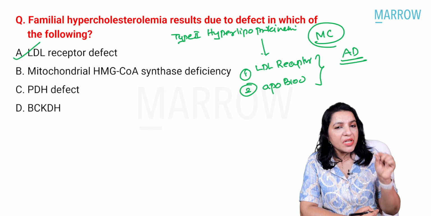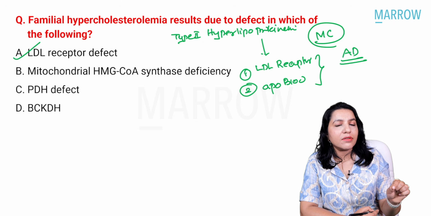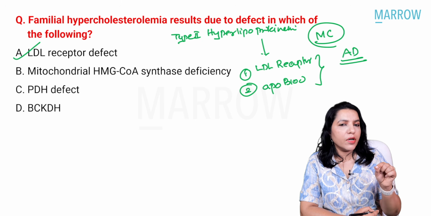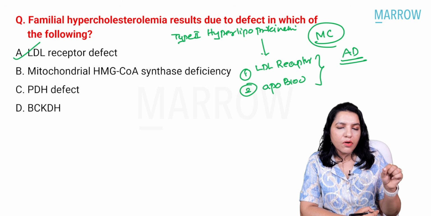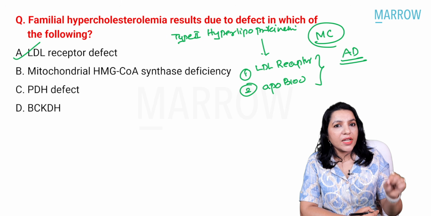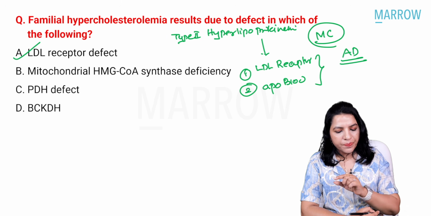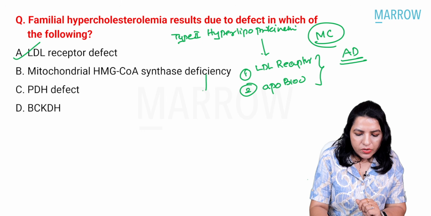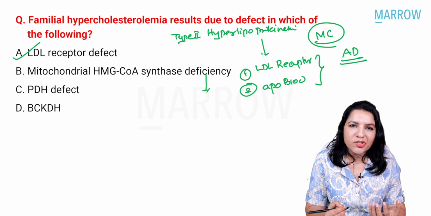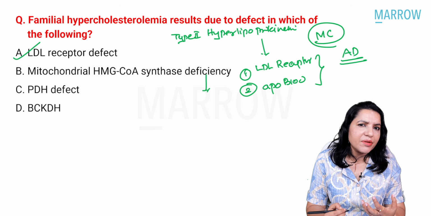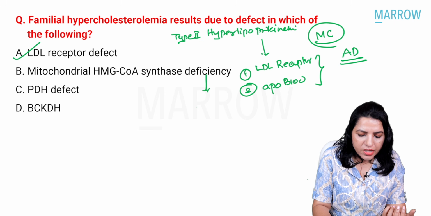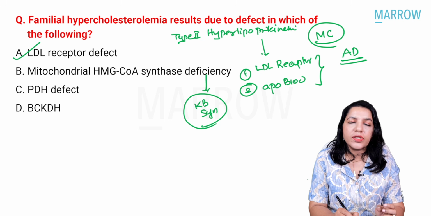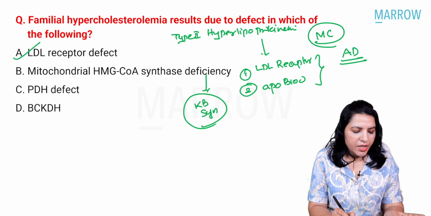And remember, in familial hypercholesterolemia, there is increased risk of premature coronary artery disease, and family history of premature coronary artery disease is there. Okay. Then mitochondrial HMG coenzyme A synthase will not lead to familial hypercholesterolemia. Mitochondrial HMG coenzyme A synthase enzyme is for what? It is for ketone body synthesis. Right. So, that will not cause familial hypercholesterolemia.